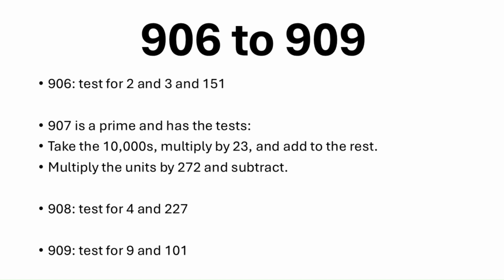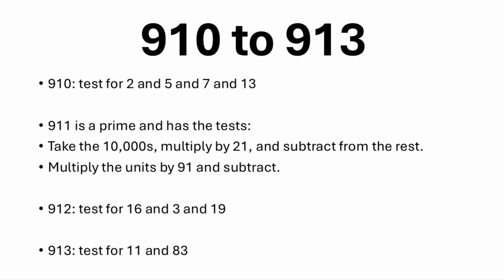908, test for 4 and 227. 909, test for 9 and 101. 910, test for 2 and 5 and 7 and 13. 911 is a prime and has the tests. Take the 10,000s, multiply by 21, and subtract from the rest. Multiply the units by 91 and subtract.